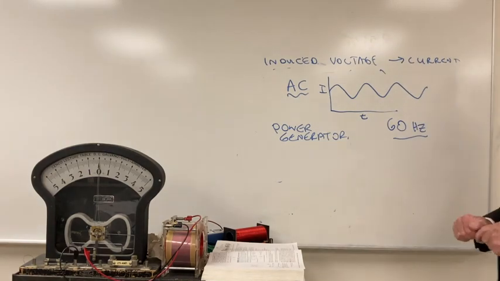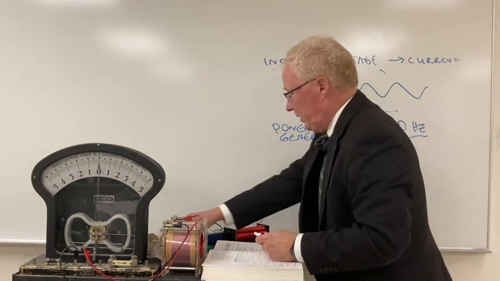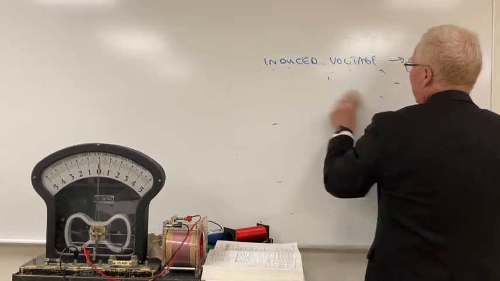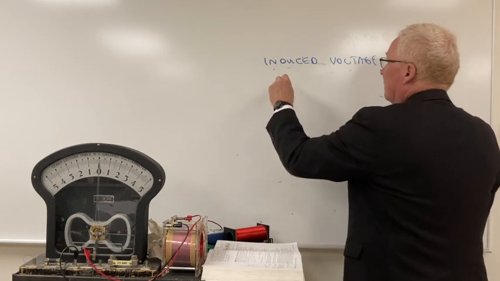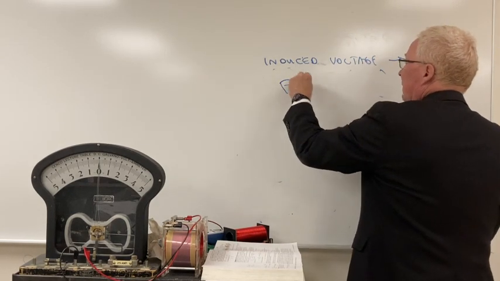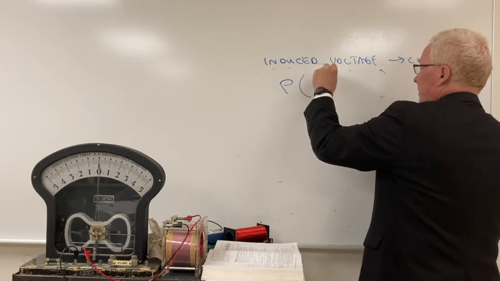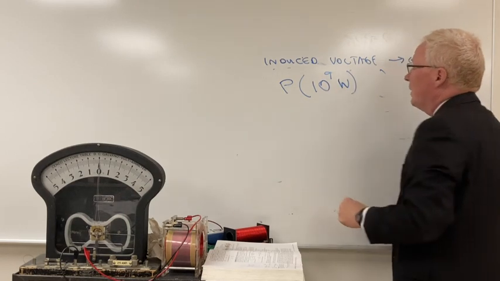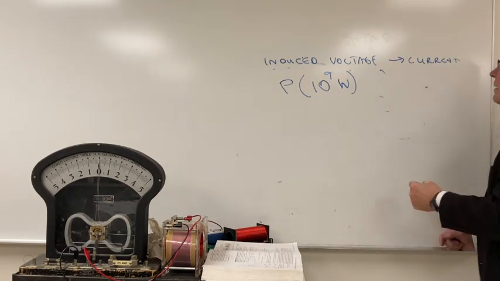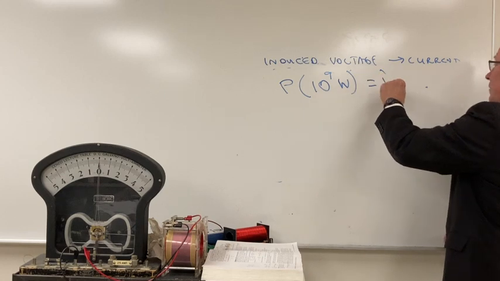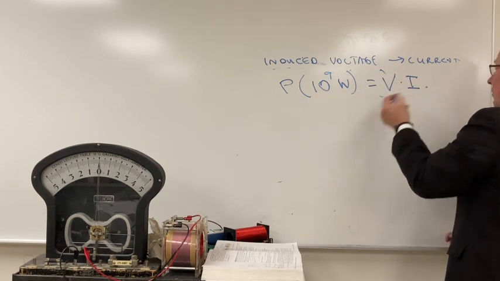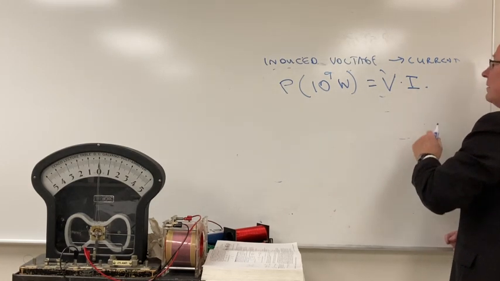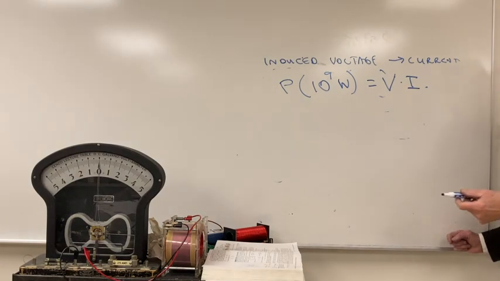All right. So say a very good generator produces power. It might be 100 megawatts, 1,000 megawatts, 10 to the ninth watts. So that's a gigawatt of power. It's a huge power plant. And it will produce it at a certain voltage times a certain current. So that power, as we've seen, is voltage times current, and it'll be an AC current.